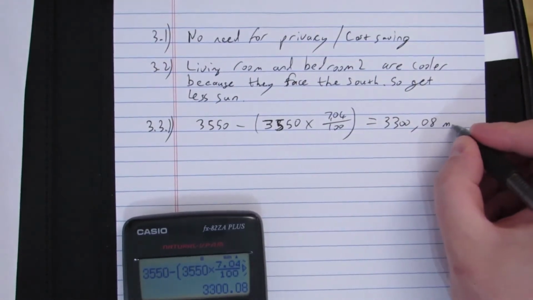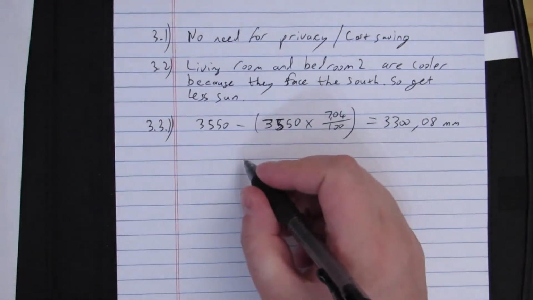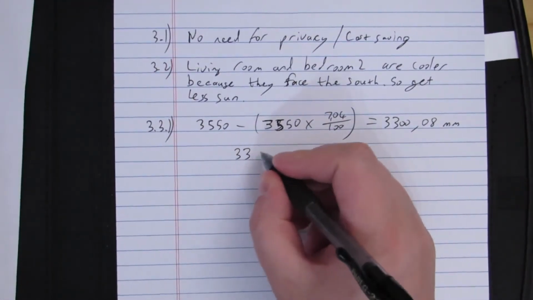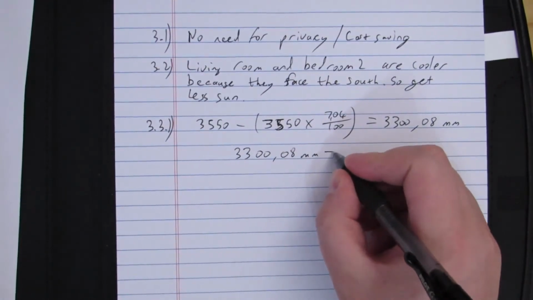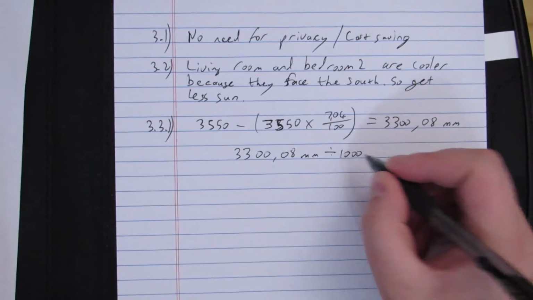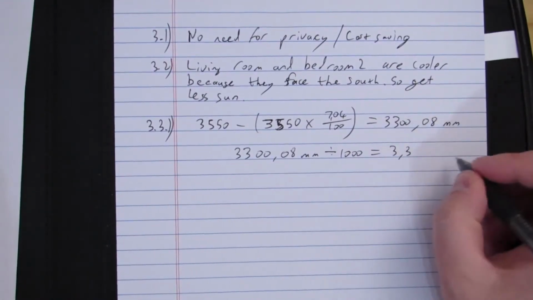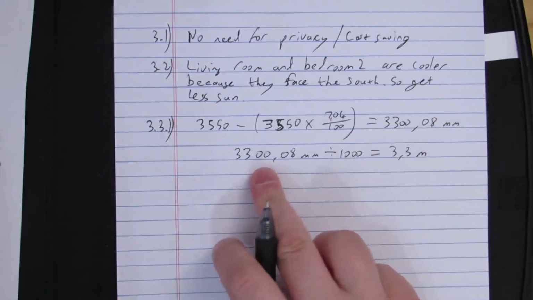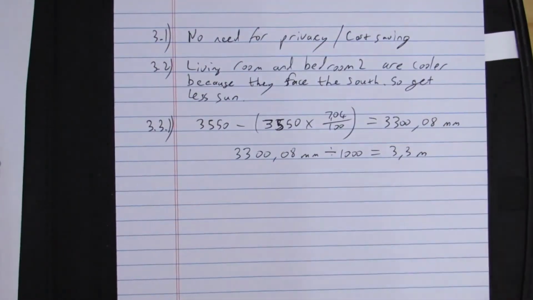3,300.08 millimeters. Okay. This 3,300.08 millimeters, if we divide it by 1,000 to get meters, we get 3,3, and then with the rounding, that 0,008 falls away, and so we have that as our simple dimension.